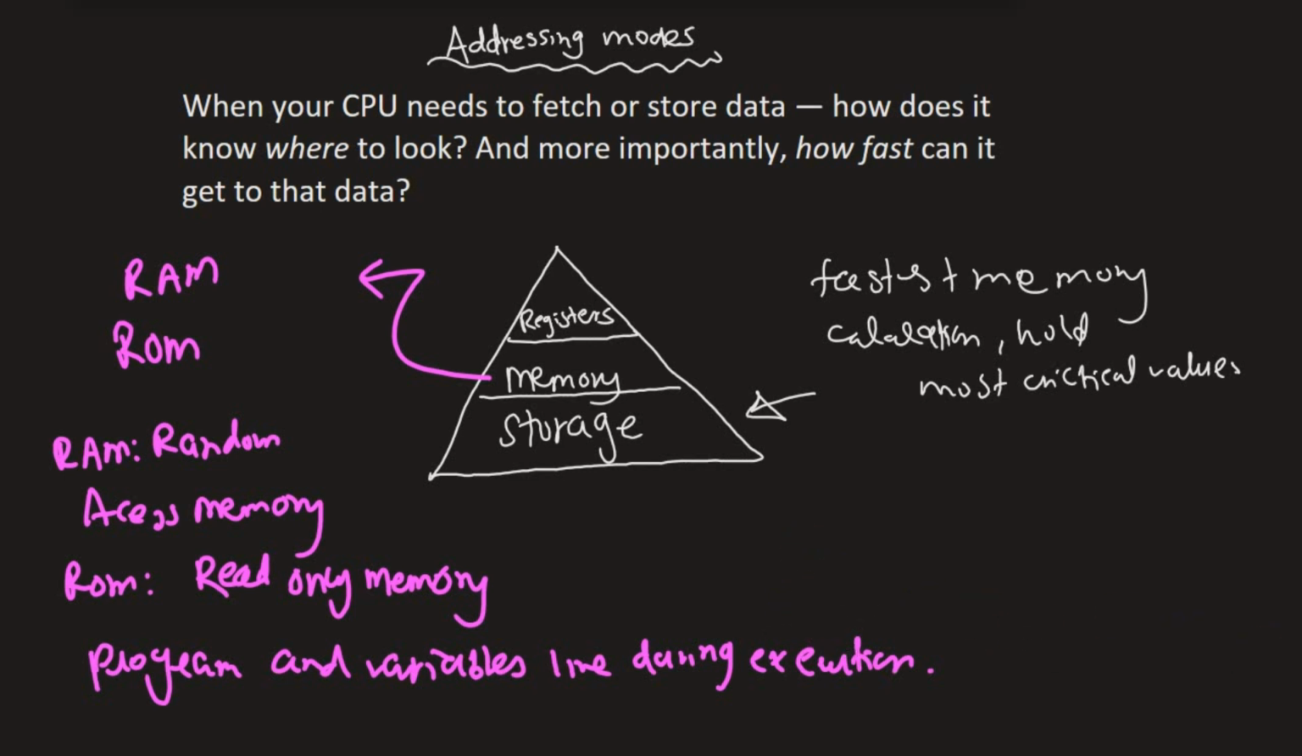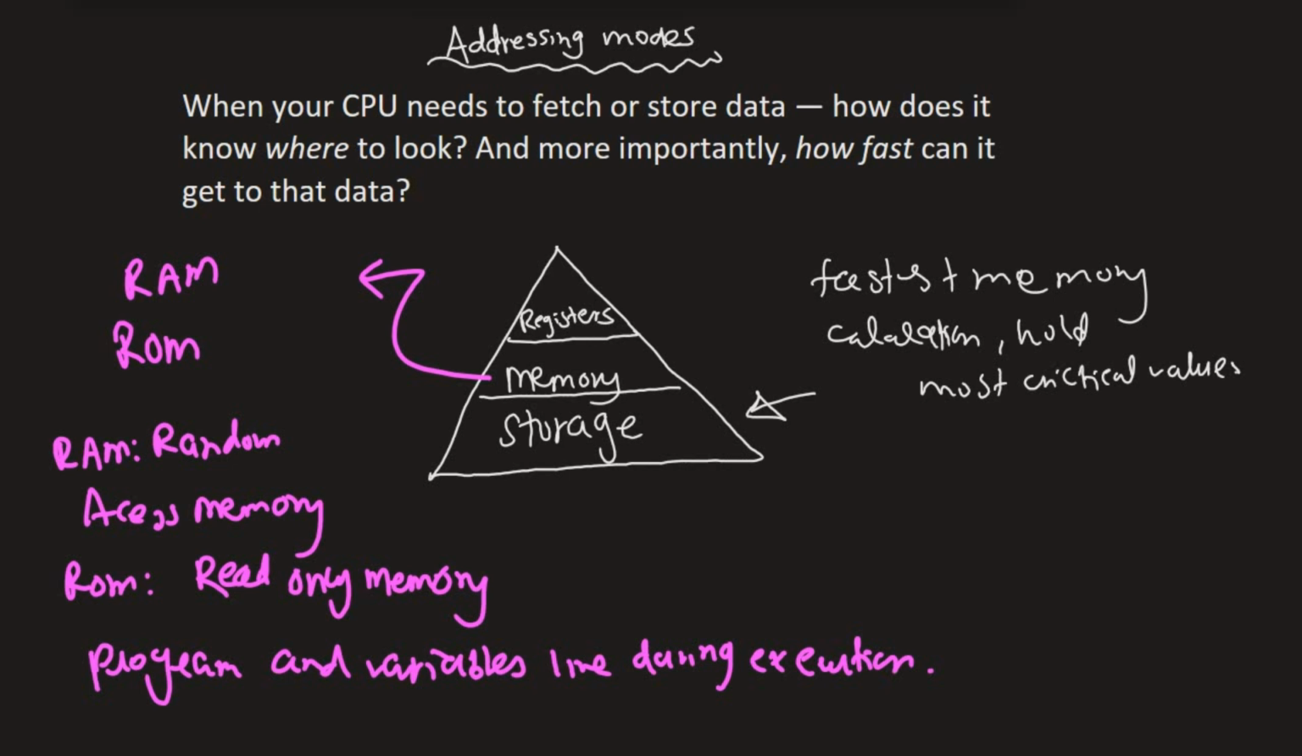If you're wondering what storage is, storage is basically SSDs, hard drives, or USBs. They're huge, but also the slowest. You can call them the long-term storage.